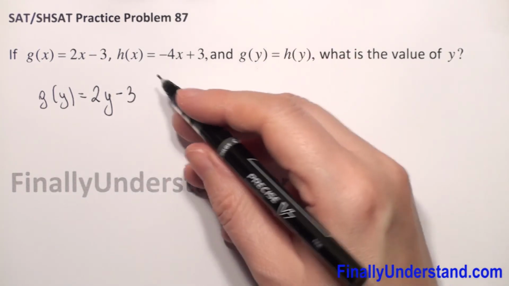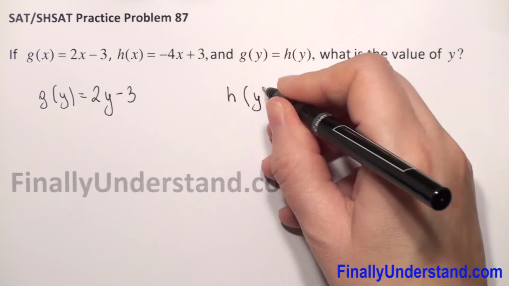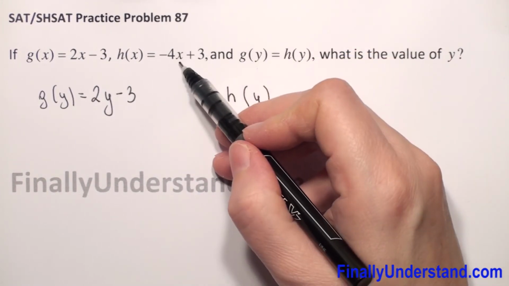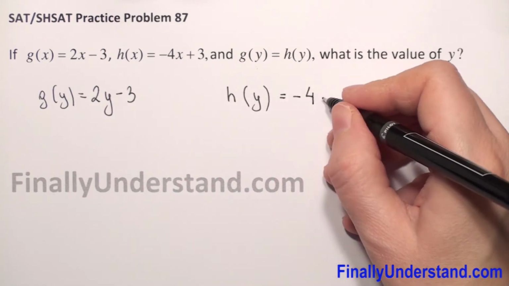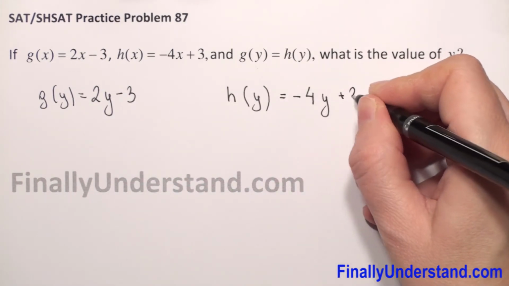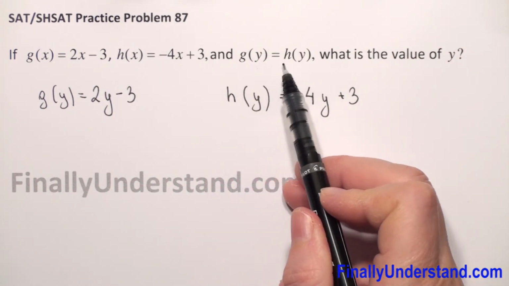The same we have to do with the h function. We have to find h of y. It means we have to substitute x by y. So negative 4 we copy, x we substitute by y, plus 3 we copy. And what else do we have? That g of y is equal to h of y.